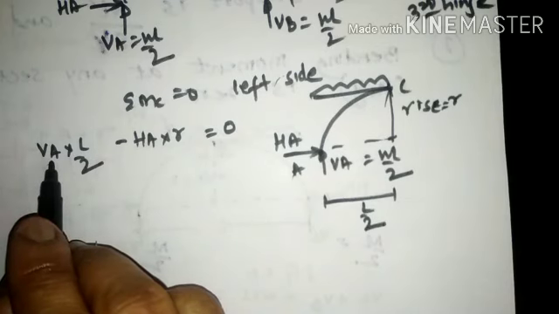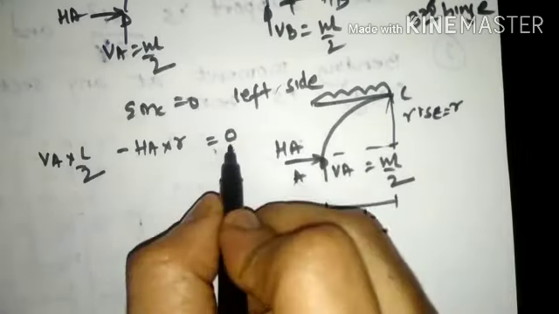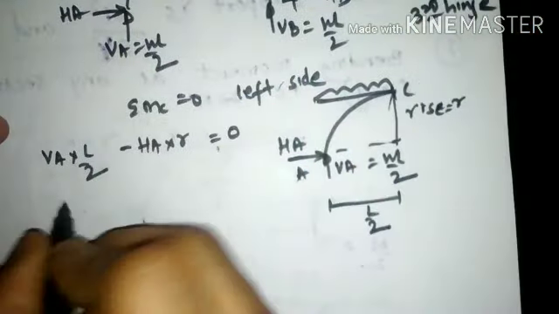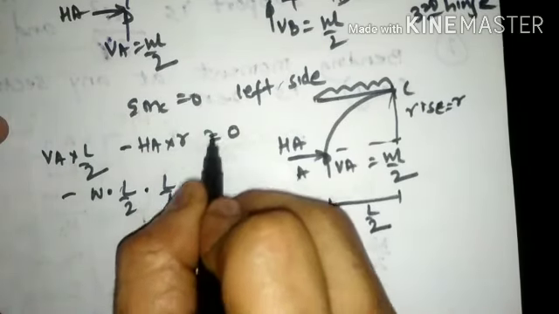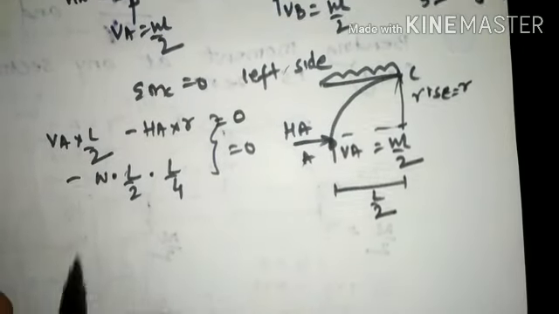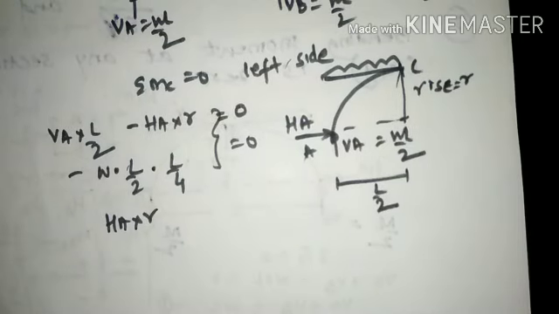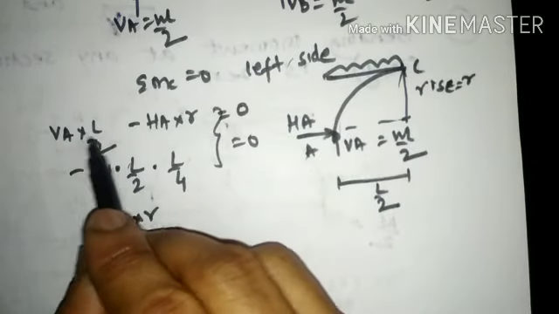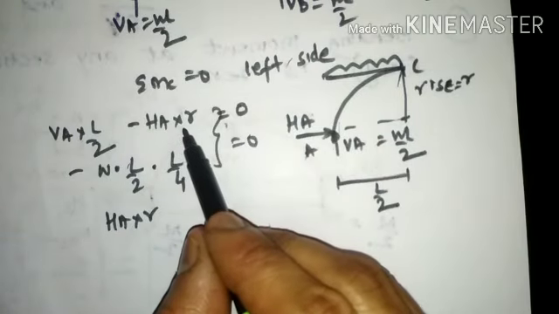Now the value of VA has been calculated, which is WL by 2. In addition, you also have the UDL placed on the top. With reference to C, the UDL shall rotate in anti-clockwise direction, so minus W into L by 2 into L by 4, and the whole thing is equated to 0. If we reframe this equation: with reference to C, VA shall rotate in clockwise direction, plus VA into L by 2. HA shall rotate in anti-clockwise direction, minus HA into R.